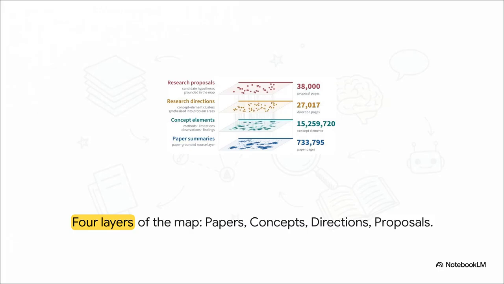And this brilliantly illustrates exactly how those numbers actually come together. Notice how that foundational layer of over 700,000 paper pages pushes up into the granular concept elements, which then cluster into the golden layer of research directions, and finally top out at the red layer of research proposals. It proves we are no longer dealing with isolated islands here. This is a highly structured, easily queryable map of human knowledge.